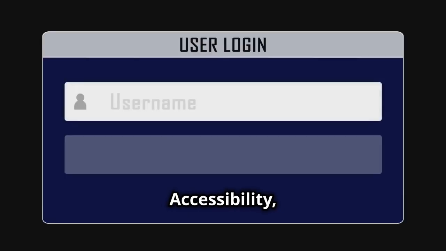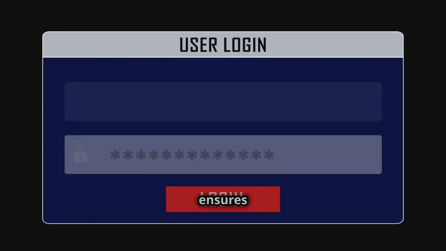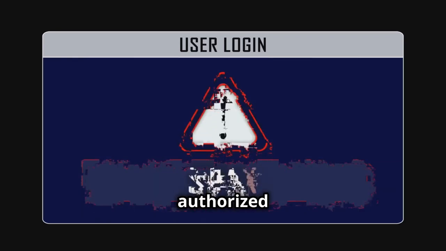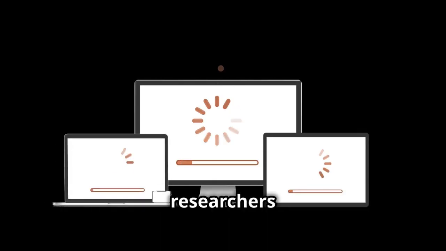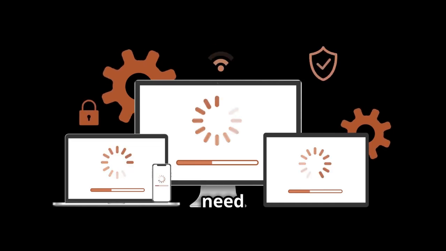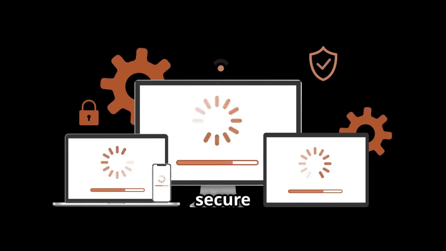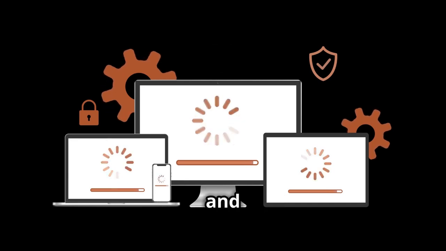In terms of accessibility, TCGA implements a controlled access system. This system ensures that sensitive data is protected while still being available to authorized researchers. By balancing data sharing with privacy concerns, TCGA maintains the integrity and confidentiality of the data. This controlled access approach allows researchers to access the data they need without compromising patient privacy. It also facilitates secure data sharing among the scientific community, promoting collaboration and innovation.